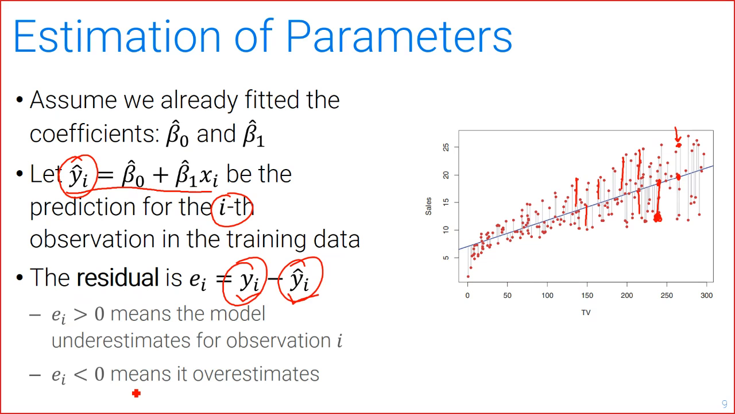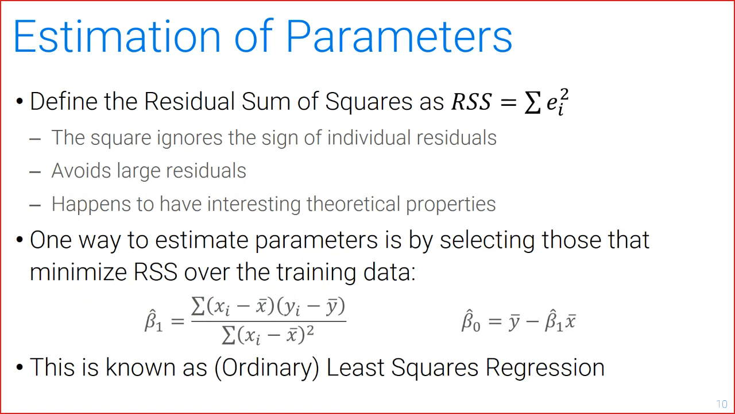And again, it's something for each observation. What is the difference between the true value and the estimated value? And so if you think about it, we can define the residual sum of squares, which is just the sum of all the residuals in the training set squared. Why do we square it? First of all, so that the sign of individual residuals doesn't have any effect. So we count all distances the same. They are all going to be positive.